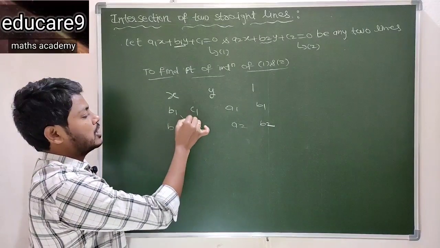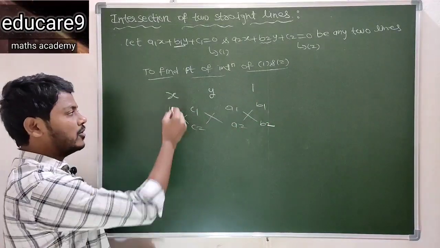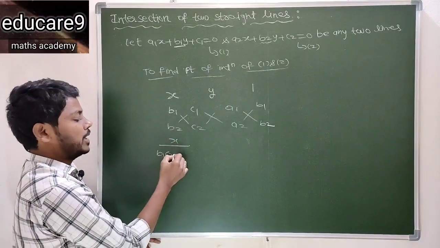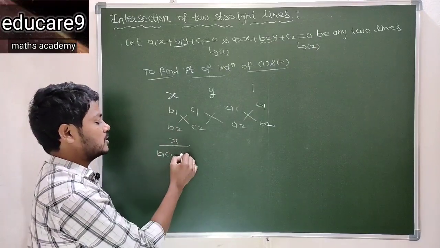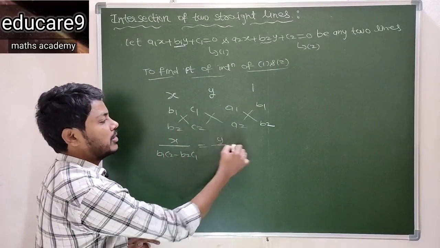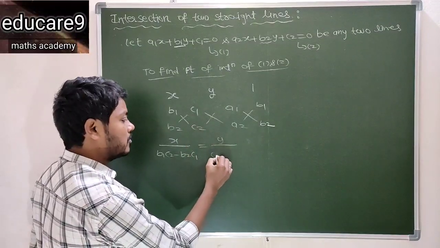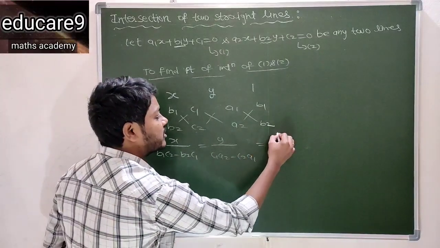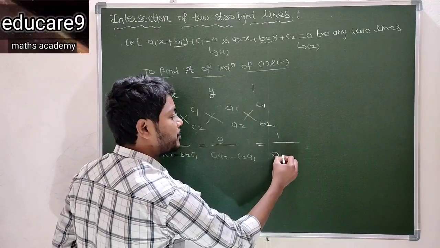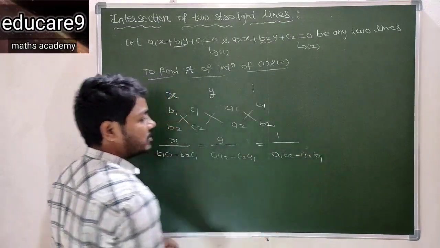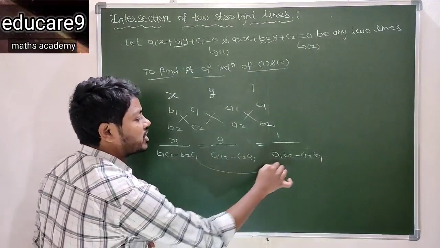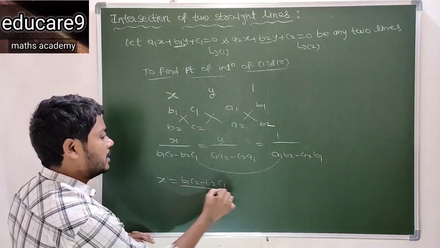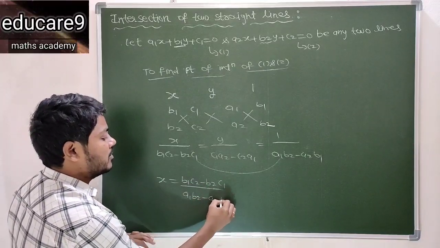So, cross multiplication. First, x divided by b1 into c2 minus b2 c1 (a 2 by 2 determinant) is equal to y by c1 into a2 minus c2 into a1, is equal to the constant by a1 into b2 minus a2 b1. Considering the first and last, x is equal to b1 c2 minus b2 c1 by a1 b2 minus a2 b1.